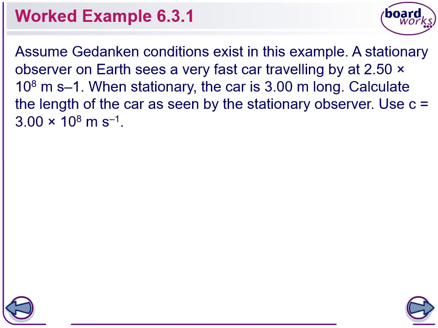Assume Gedanken conditions exist in this example. A stationary observer on Earth sees a very fast car travelling by at 2.5 times 10 to the 8 meters per second. When stationary, the car is 3 meters long. Calculate the length of the car as seen by the observer.